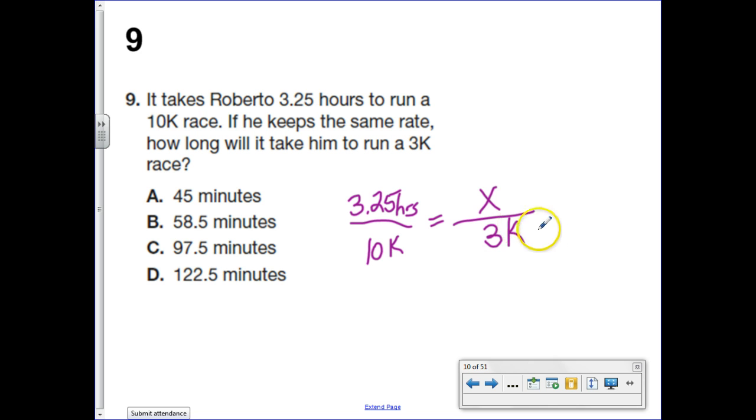When you cross multiply, you get almost 1. You end up with something like 0.975, but that's hours, and none of these are in hours. So you need to convert this, which is almost 1 hour, into minutes, and it's going to be almost exactly 60 minutes, and you should choose B.